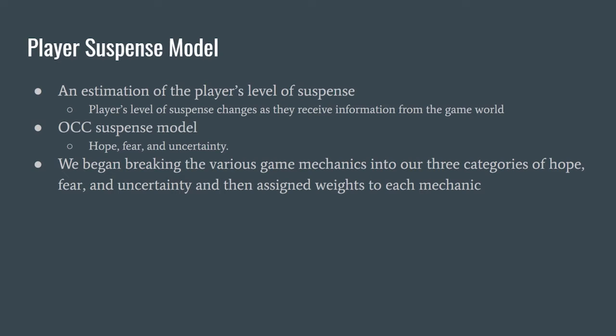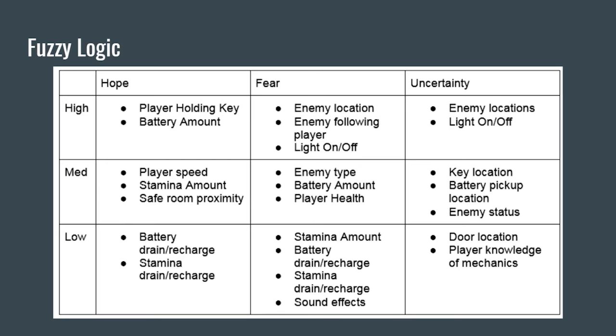We determined the weights of each of these mechanics by using a system referred to as fuzzy logic, as defined in a paper written by David Capello. Fuzzy logic is a system in which we define how much a mechanic affects a certain element of the game. In this case, we have three categories of high, medium, and low. For example, the detection of an enemy NPC can have a high increase in fear. Not knowing the location of a battery pickup can have a low increase in uncertainty. The specific details may vary from game to game and will be determined by game designers and developers. For our game, we have this breakdown.